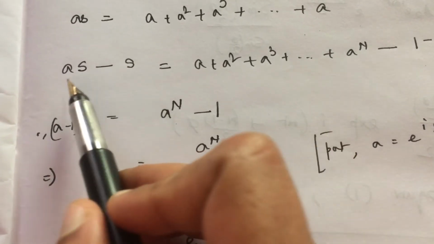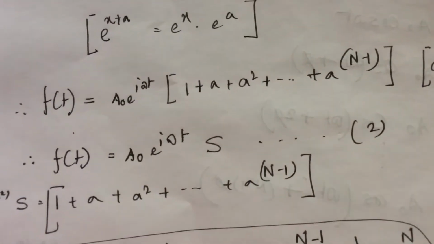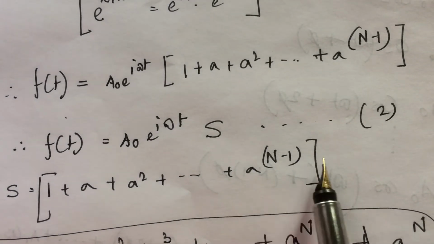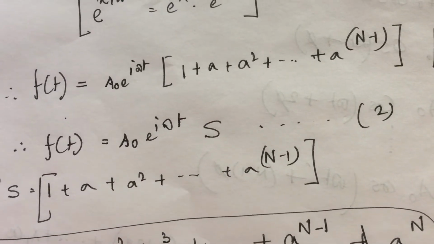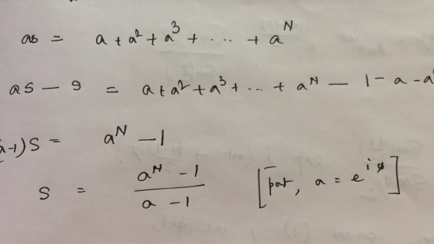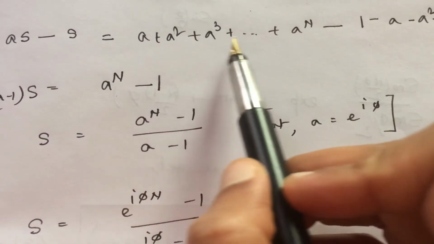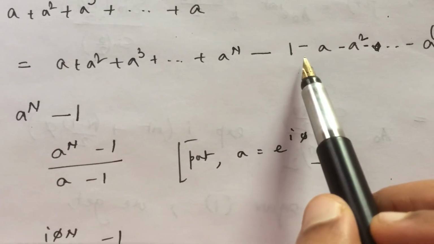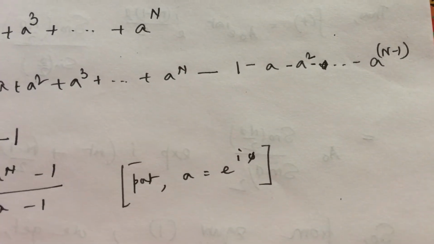Now subtract s from as. s is 1 plus a plus a square up to a to the power n minus 1. So I need to subtract this s from as, which will lead me to this line. So as minus s, because of this minus, all these terms will carry that minus sign.